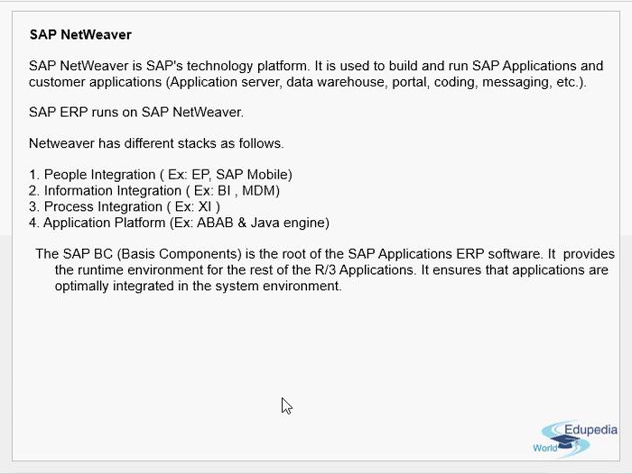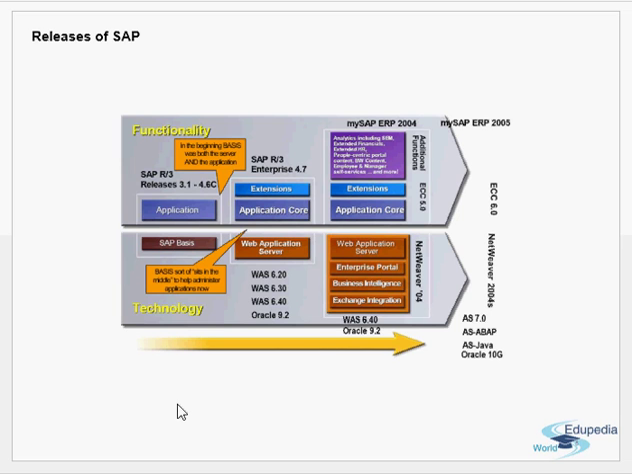Initially it was called basis, now it is known as NetWeaver. This technology is the core platform on which all applications run. Initially it was termed as basis. In the previous slide, initially it was known as SAP basis, then it was known as web application server. So now it's known as NetWeaver, nothing but web application server with other features like portal, business intelligence, the XI, exchange infrastructure, etc.